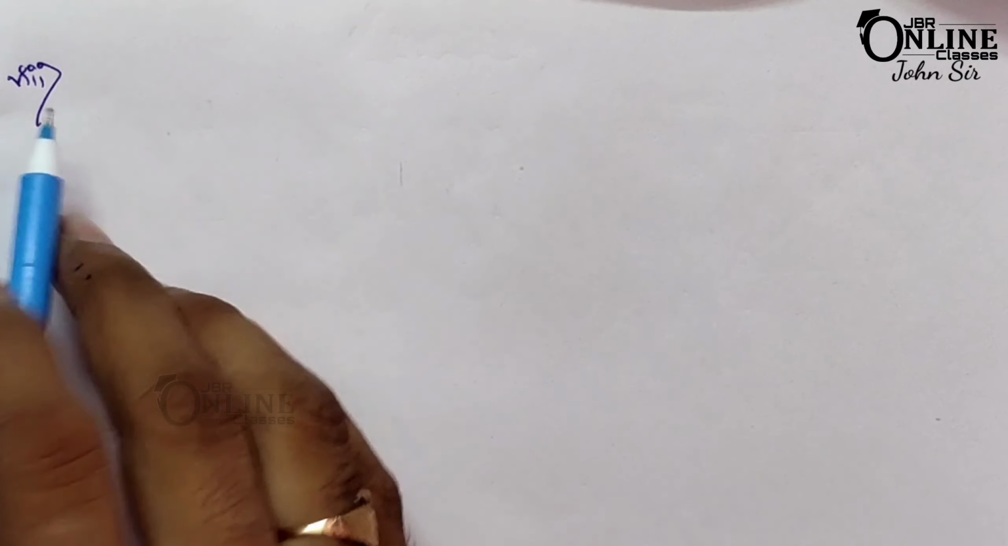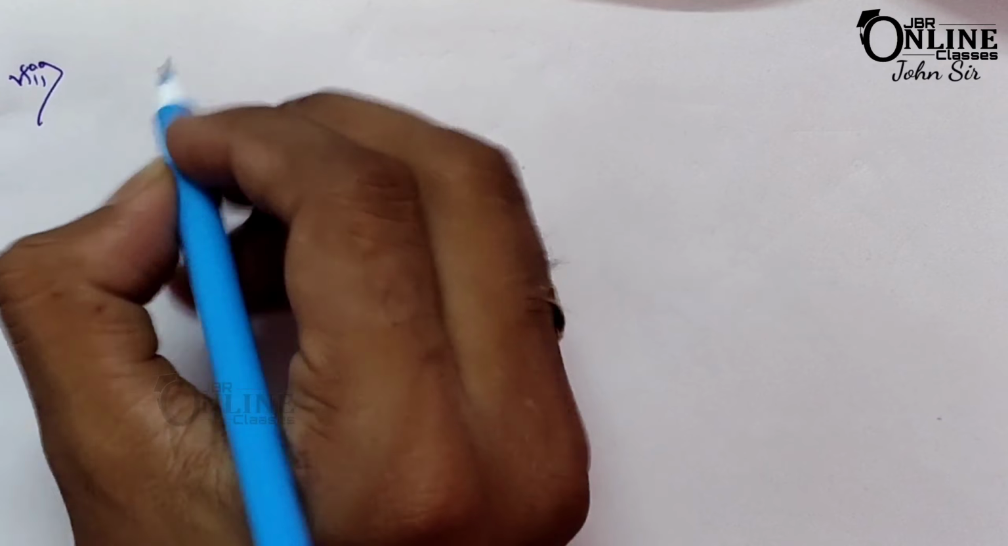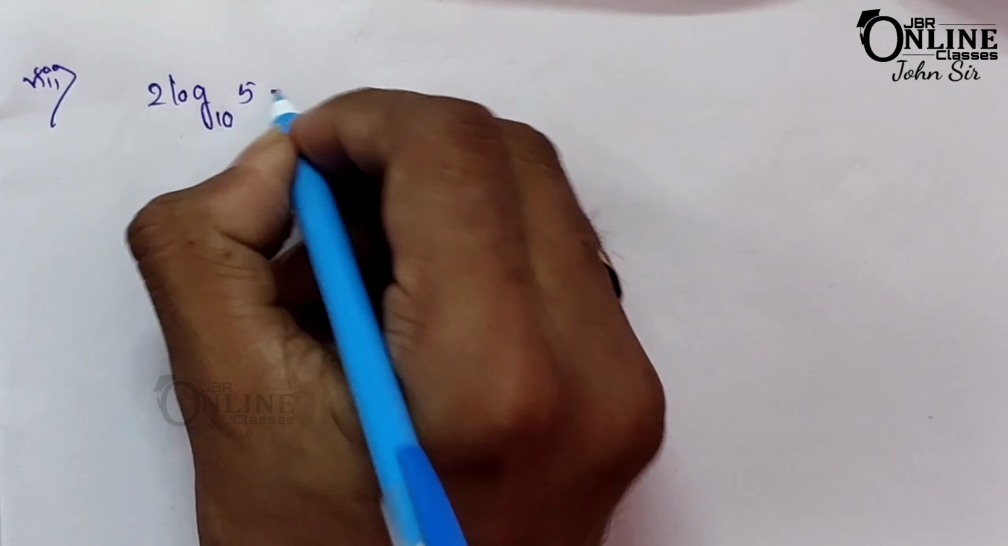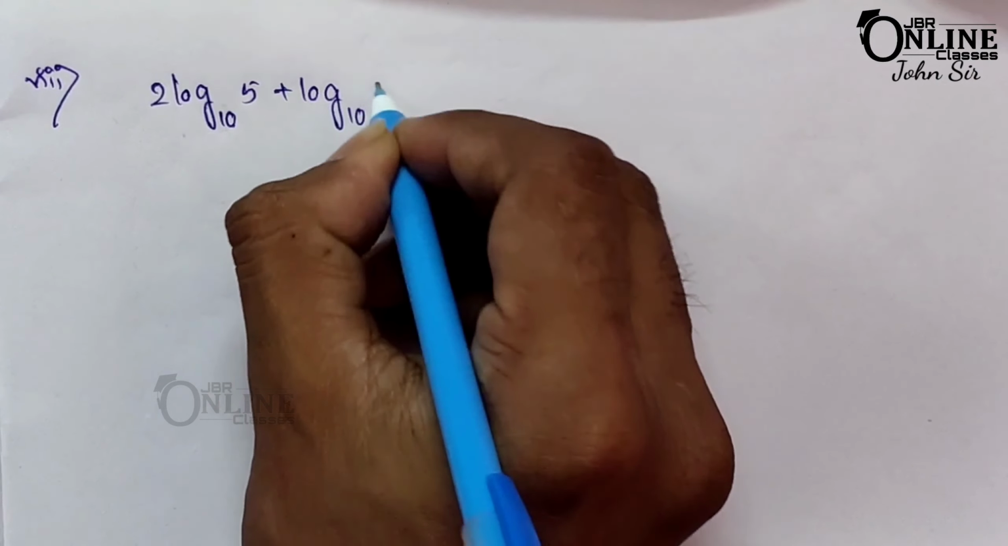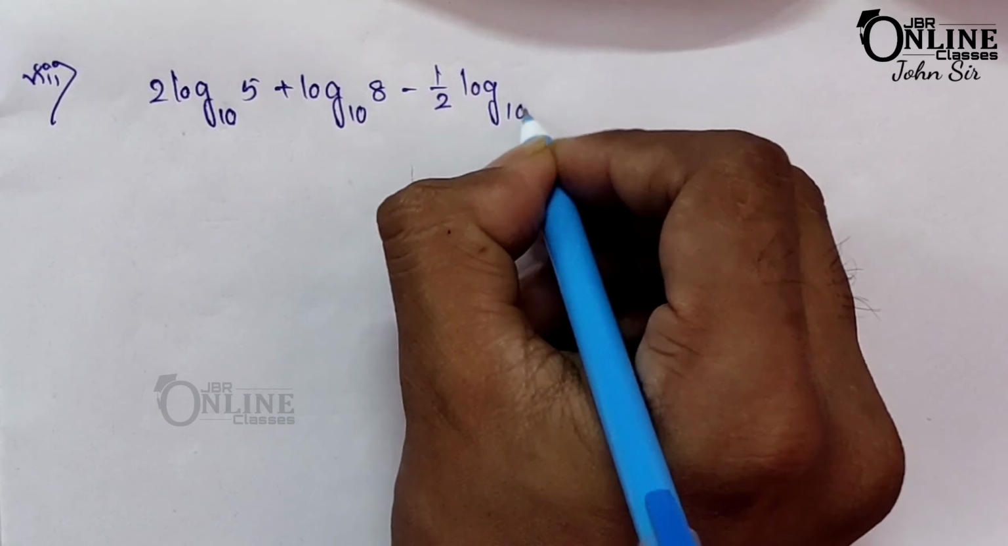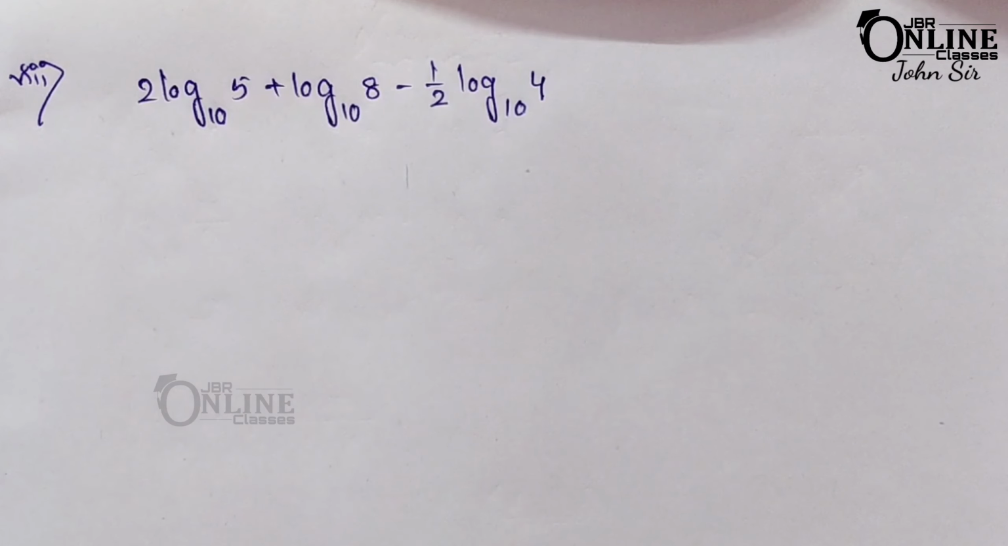Okay, next one, sum number 8. So here 2 log 10 5, then plus log 10 8 minus half log 10 4. Okay, the previous one was a little bit tough problem, but this one maybe is an easy problem.